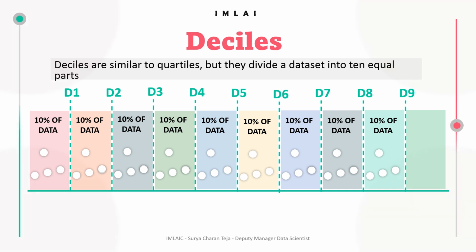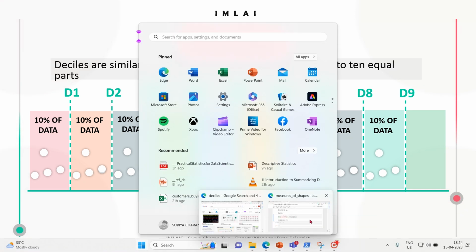So now let's take one example for the deciles, and then we will move on to the next tool. Deciles divide a data set into 10 equal parts that you see on screen, representing 10th, 20th, 30th, 40th, 50th, and so on percentiles. So deciles provide additional granularity in understanding the distribution of data in a data set. Now it's time to get into the example.